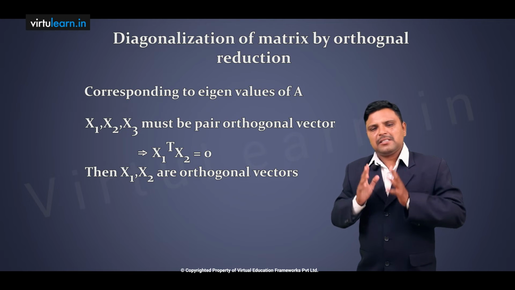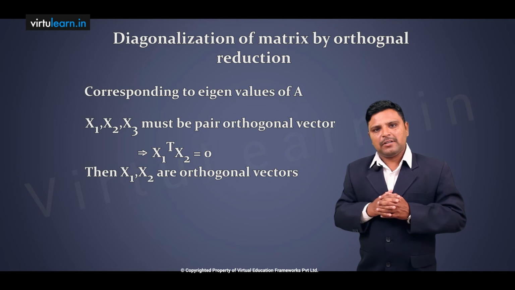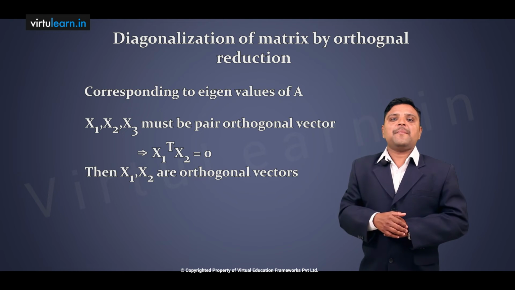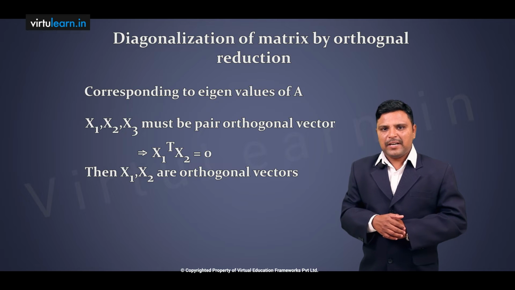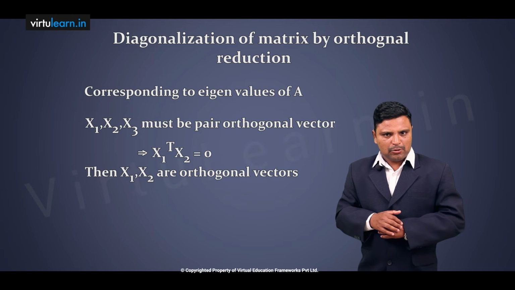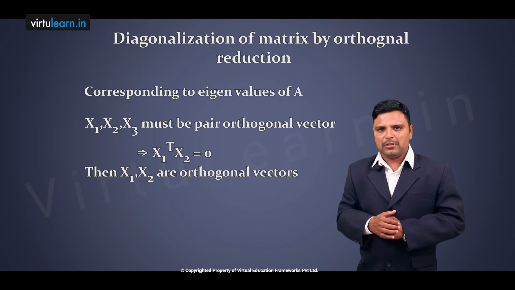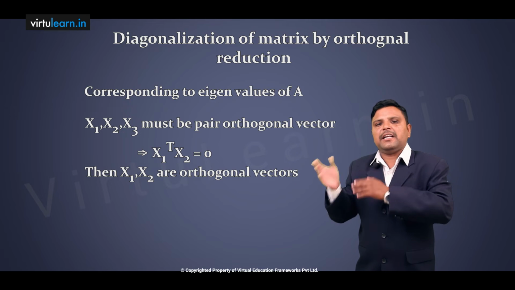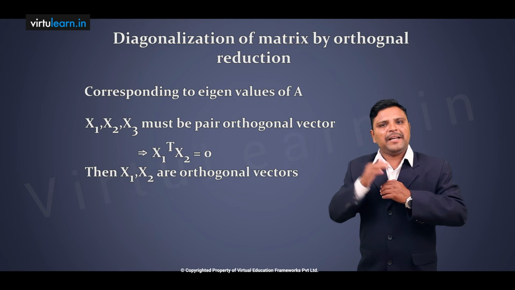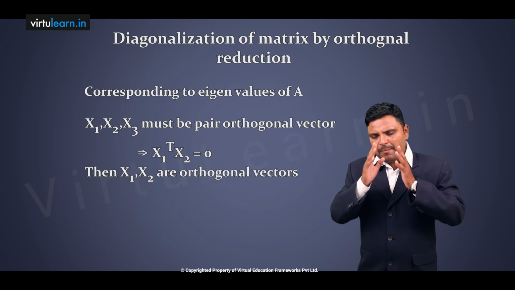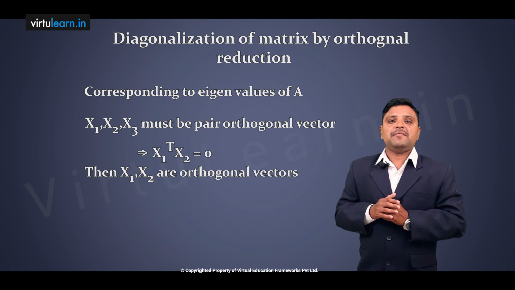Suppose any two are not pairwise orthogonal, then you calculate another vector which is orthogonal to the remaining vectors. For example, x1, x2 are orthogonal and x2, x3 are not orthogonal. Then, from the orthogonal ones x1, x2, you create another eigenvector. I will explain this concept while solving the problem. So compulsorily x1, x2, x3 must be pairwise orthogonal vectors.